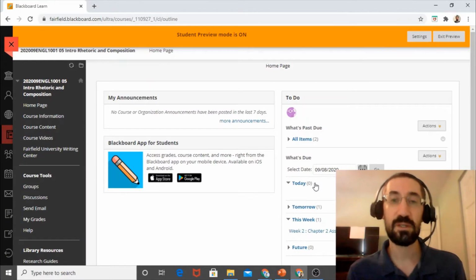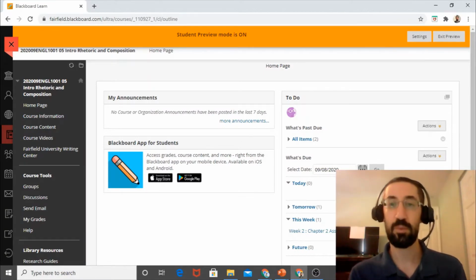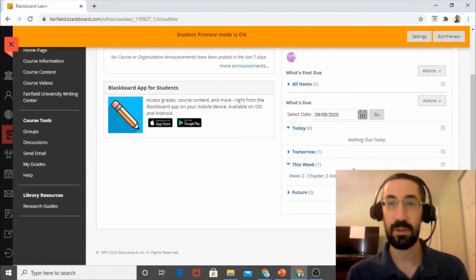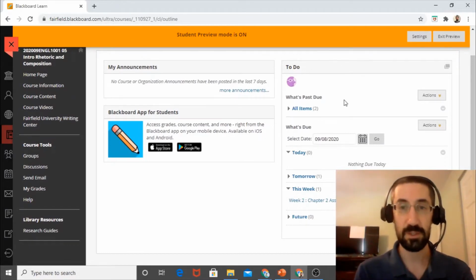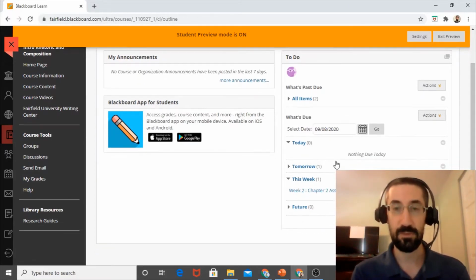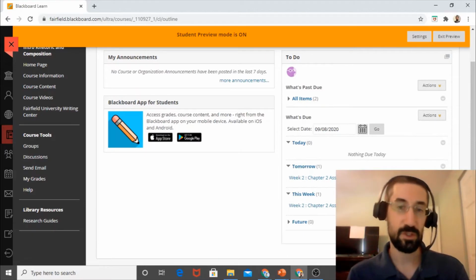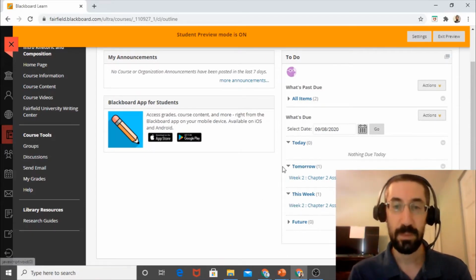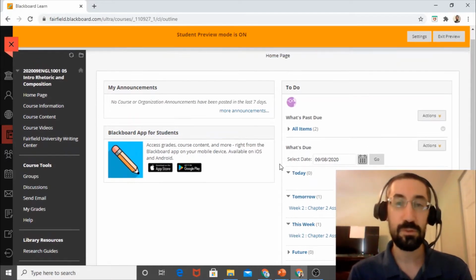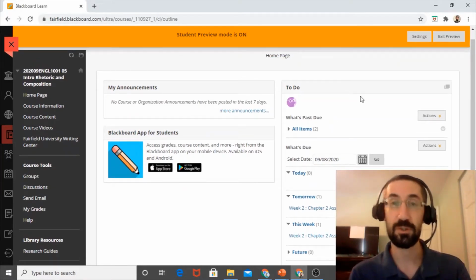So the first thing to note here is when you go to the home page on Blackboard and you look at the to-do list, that will give you a sense of what you may have forgotten to do in the past due column, but also all of the important due dates for the week. So for example, tomorrow there's a chapter 2 assignment. The week gives you a breakdown of your entire week. There are two issues with the to-do list, though, that you should be aware of.